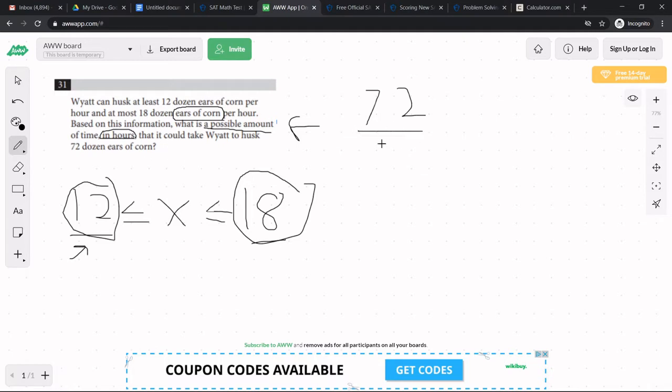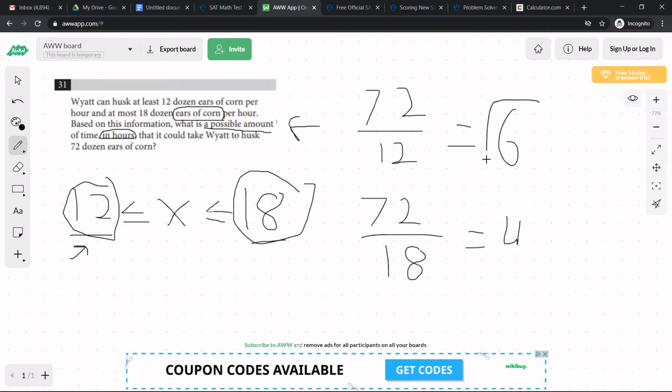divide 72 by that amount, right, because you need to shuck 72 husks of corn. This is the rate at which you do it. You get 6. And that's your answer. Simple as that. You can do the same thing with 18 if you want it. 72 over 18 equals 4. Both of these answers work perfectly fine. All you have to do is choose one of them.